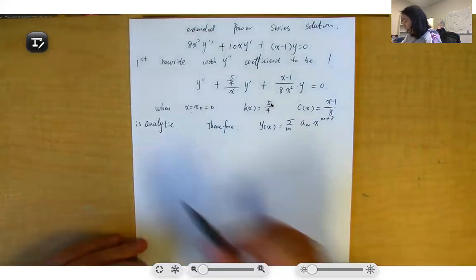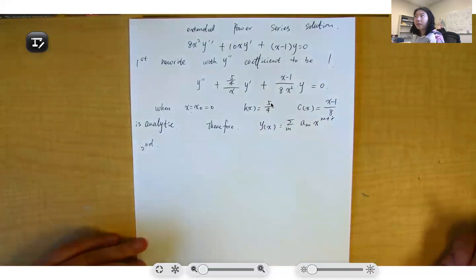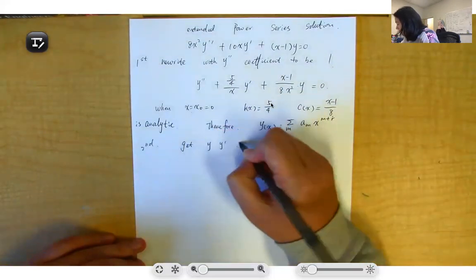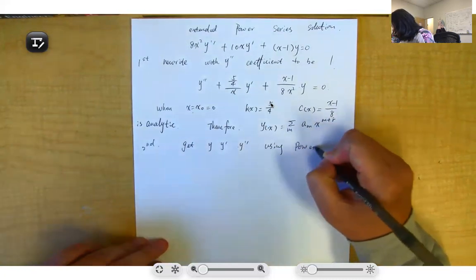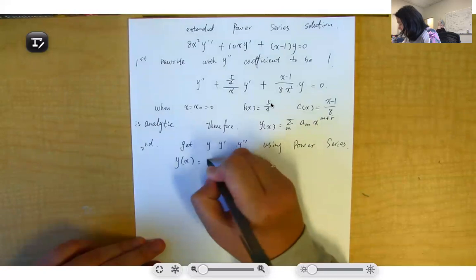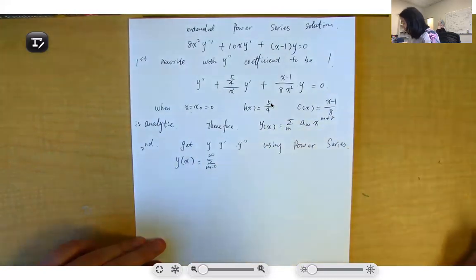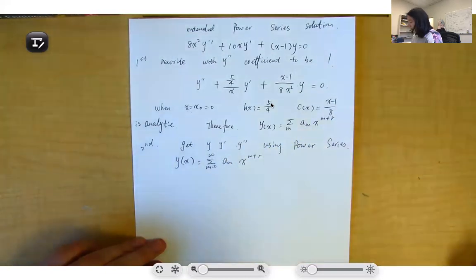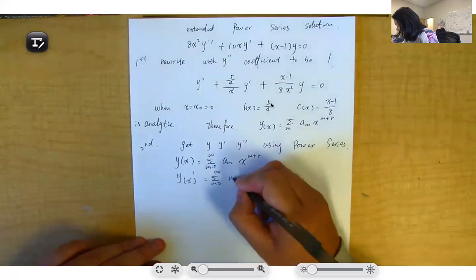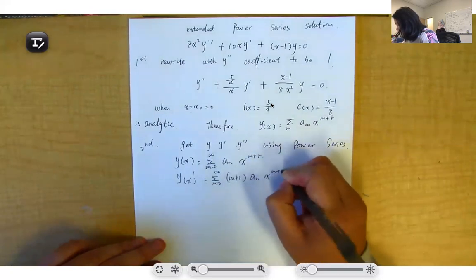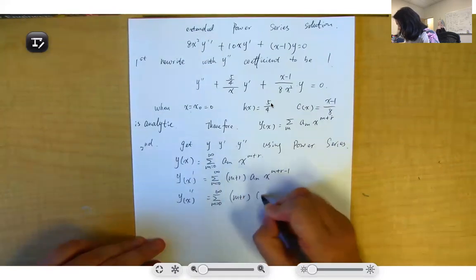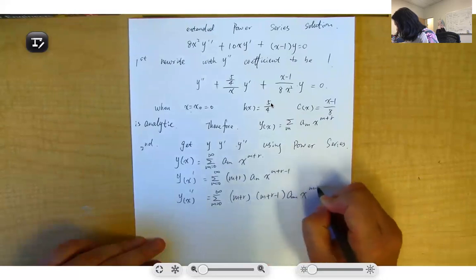Then the second step, we will get y prime and y double prime using the power series. y(x) equals the sum from m equals 0 to infinity of a_m x to the m plus r. y prime of x will be the sum from m equals 0 to infinity of (m plus r) a_m x to the m plus r minus 1. y double prime will be the sum from 0 to infinity of (m plus r) times (m plus r minus 1) a_m x to the m plus r minus 2.